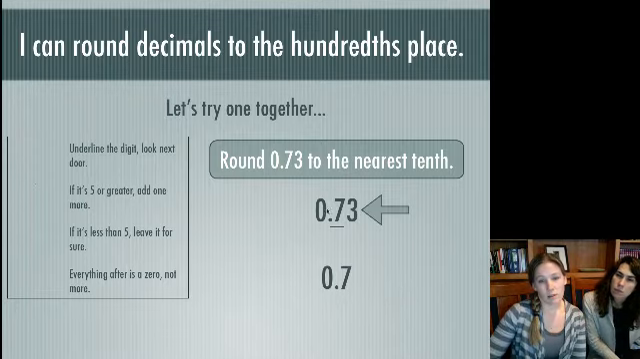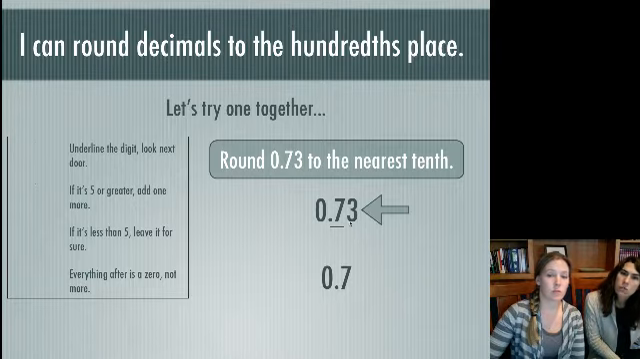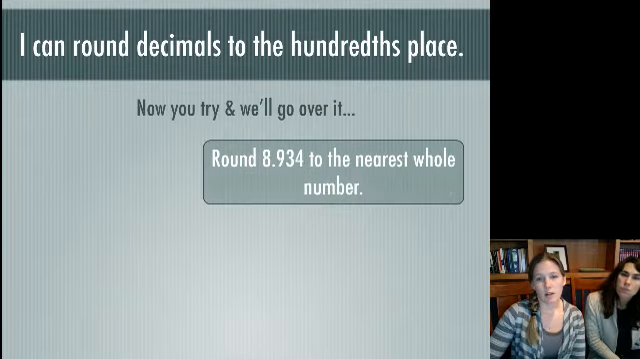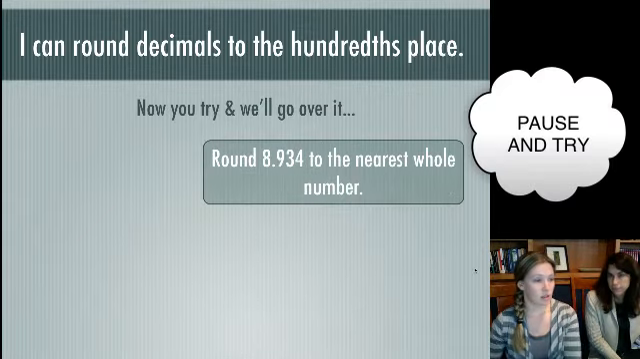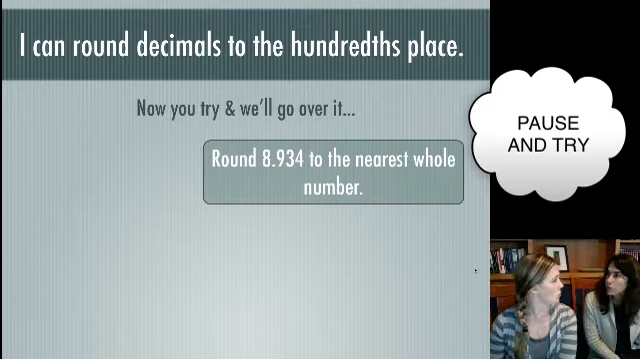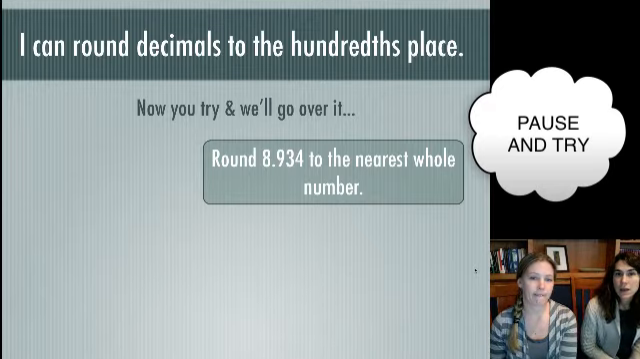So again, underline the digit, look next door. If it's 5 or greater, add one more. If it's less than 5, leave it for sure. So leave this alone, and then if you want to add a 0, you can. Now you get to try one, and then we'll go over it. So pause, and now let's go over this.